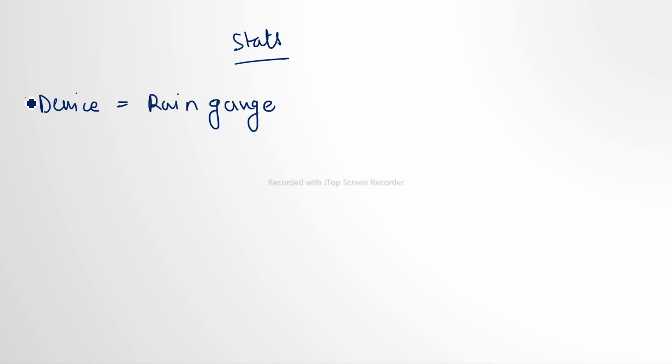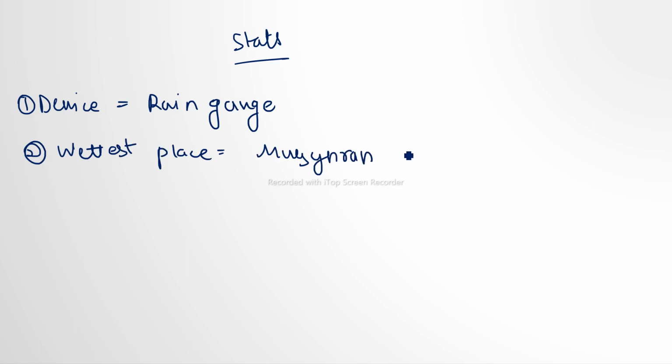ओके, फर्स्ट पॉइंट. सेकंड पॉइंट इज़ वेटेस्ट प्लेस. वेटेस्ट प्लेस का मैंने आपको पिछली वीडियो में भी बताया था, दोबारा बता रही हूँ. It is मौसिनरम एंड चेरापूंजी, both in Khasi Hills of Meghalaya.